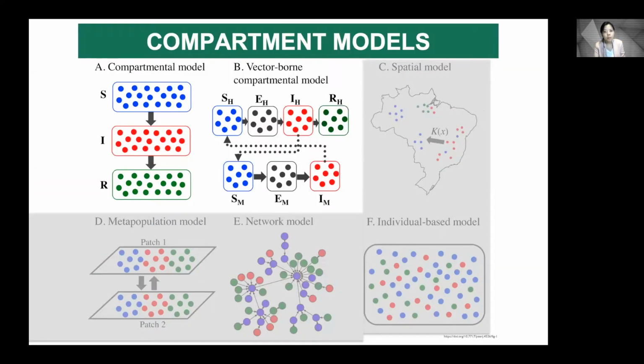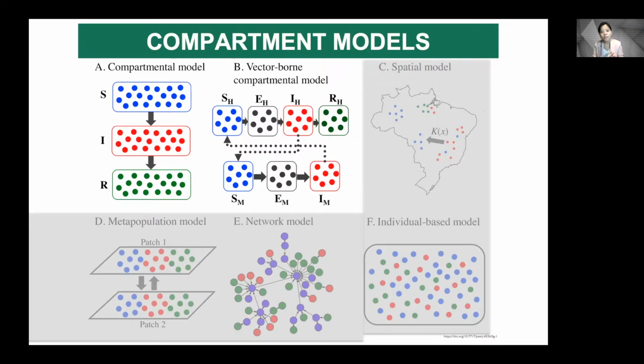The compartment model approach. Under this approach, we have the basic SIR compartment model. Individuals are assumed to be well mixed or homogeneous and are classified only according to their epidemiological status. So we have the susceptible status, infected status, or recovered status.